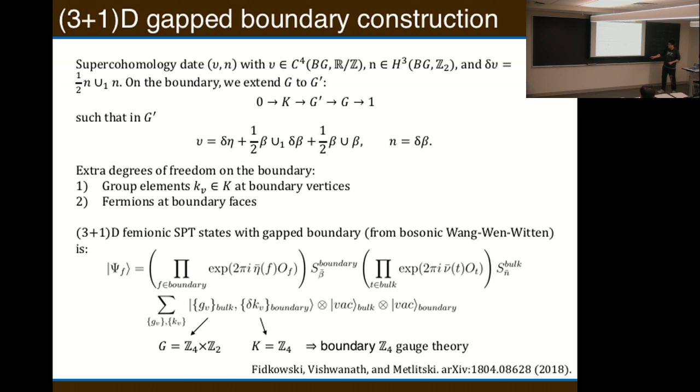So this result is kind of consistent with Fidkowski, Haah, and Hastings' result in their paper. We have shown that for this symmetry group, there's a D4 gauge theory boundary construction, which is gapped.